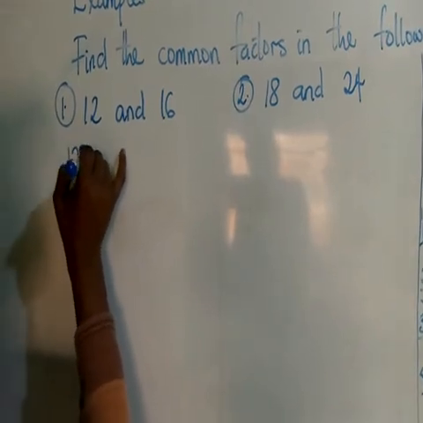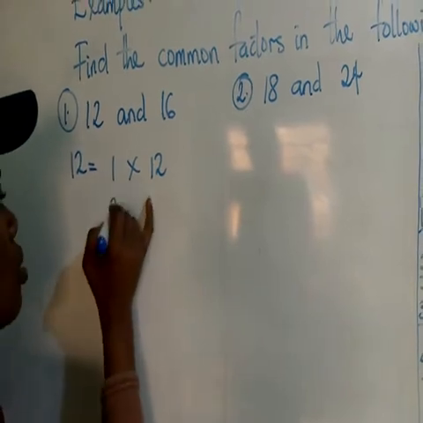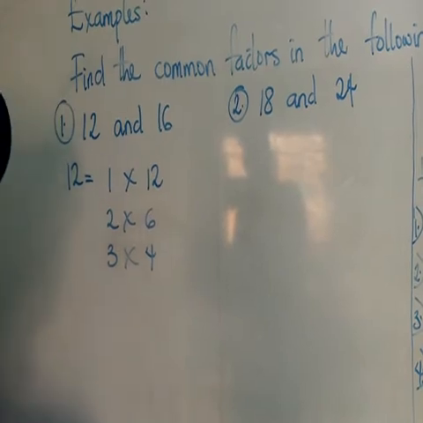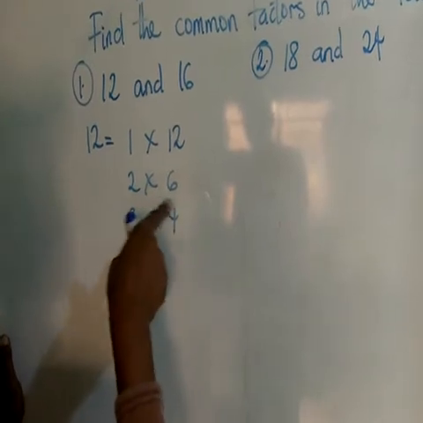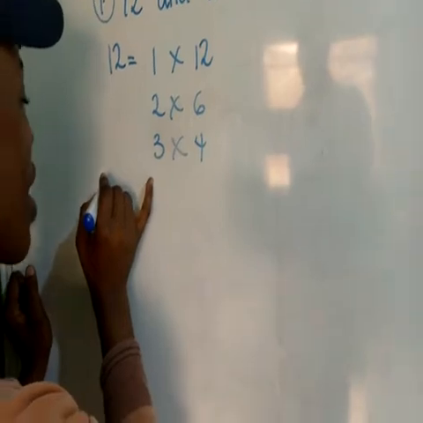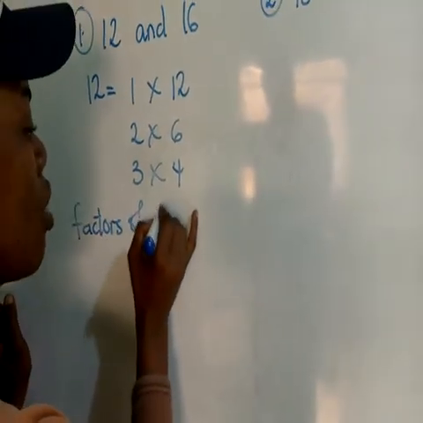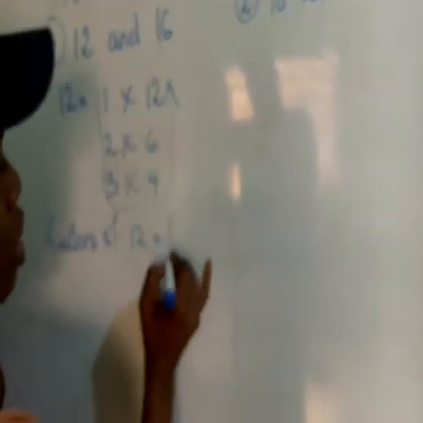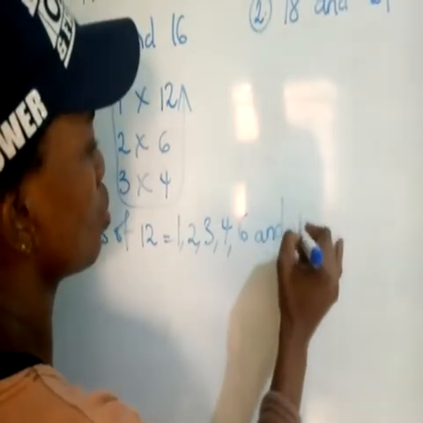Now, let's look for the factors of 12 first. We have 1 times 12, the way we did it last week. 2 times 6, 3 times 4. And I think that will be the end of it, because if we go on, we will be going back to 6 times 2, and so on. Then we add the factors of 12 as well. Factors of 12 equal 1, because you're going to go in the U-turn manner, 2, 3, 4, 6, and 12.